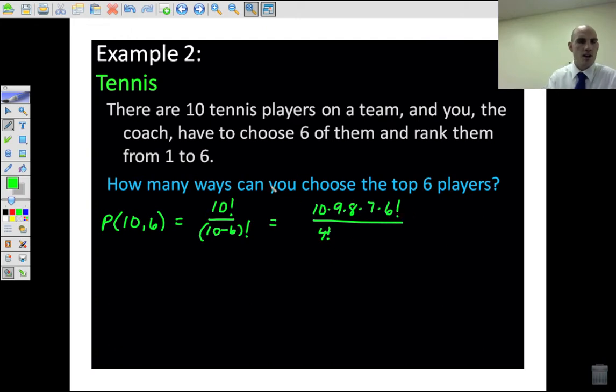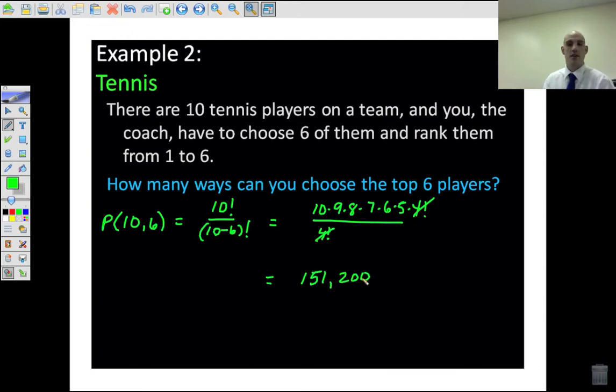Remember, we're subtracting on the bottom here: 10 minus 6 is 4 factorial. So we have 10 times 9 times 8 times 7 times 6 times 5 times 4 factorial on the bottom's expansion, and 4 factorial cancels. So we're left with 10 times 9 times 8 times 7 times 6 times 5.